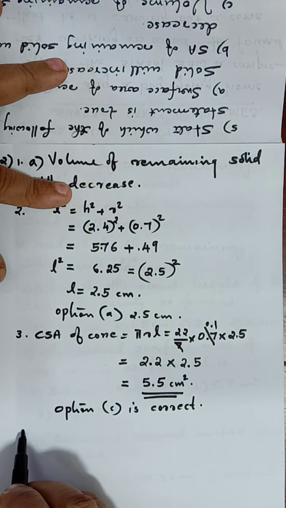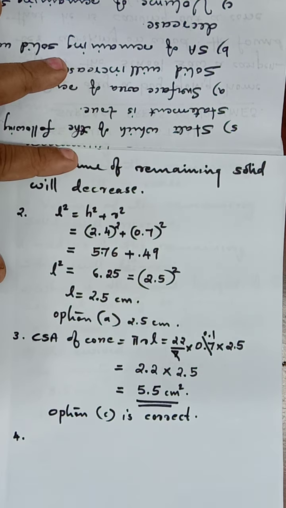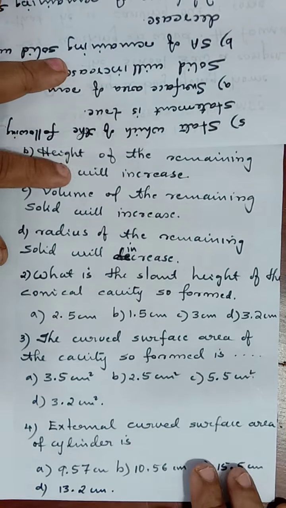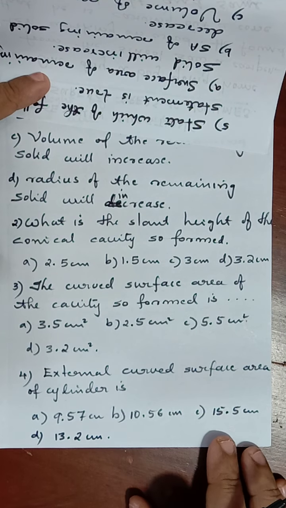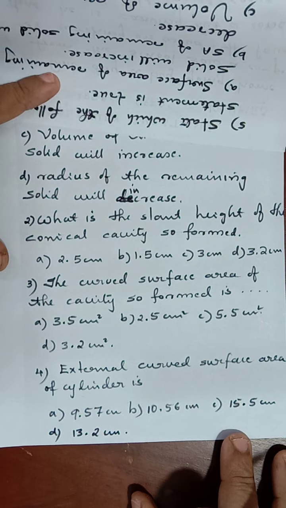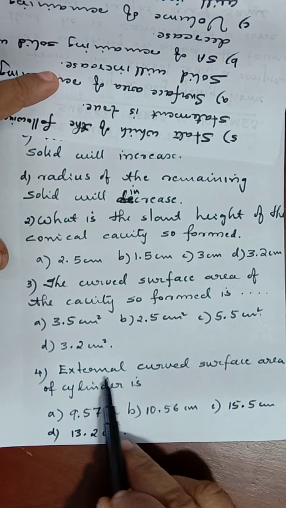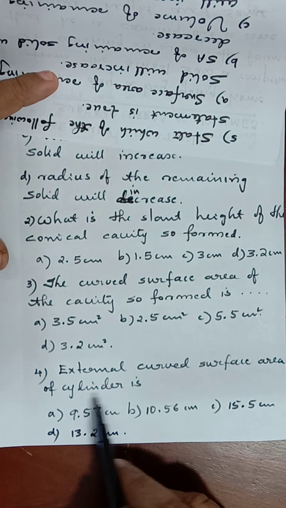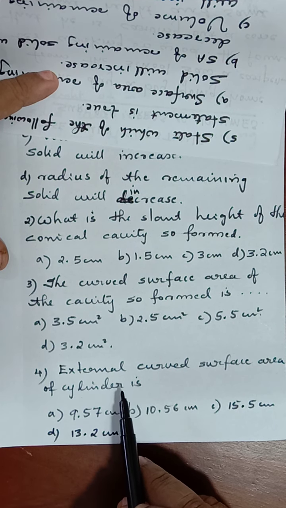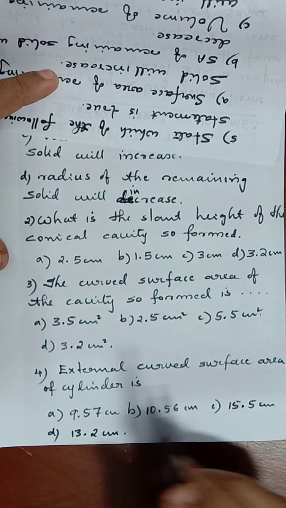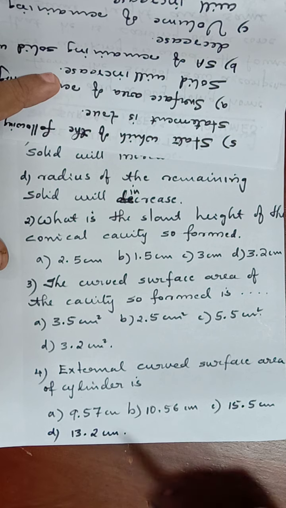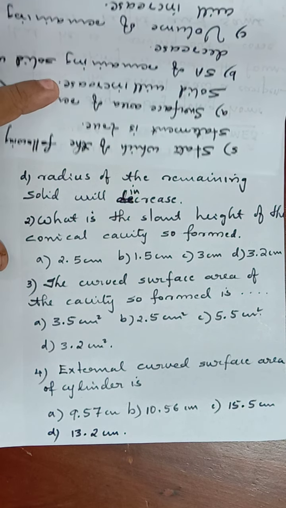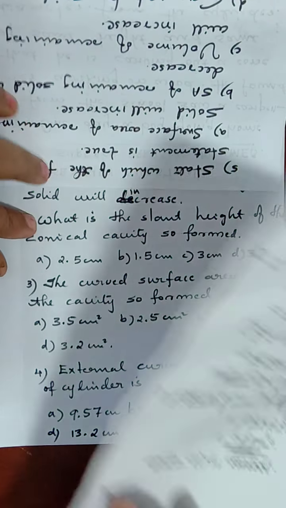Very simple questions. Only you have to know the formula correctly. Now comes question number 4. You have to find out the external curved surface area of the cylinder. External curved surface area of cylinder. Inner part we don't want to worry, only the outer part of the cylinder. That is CSA of the cylinder. What is CSA of the cylinder formula? Is it 2 pi RH?